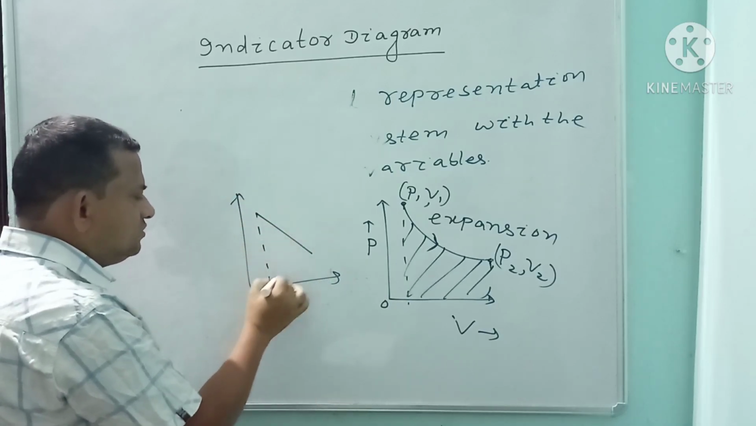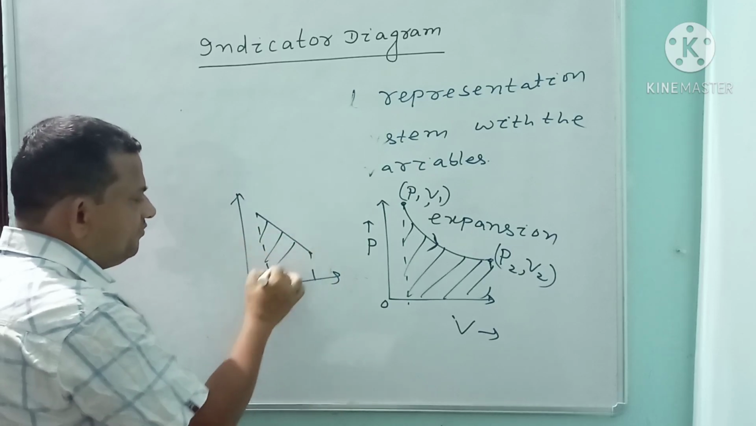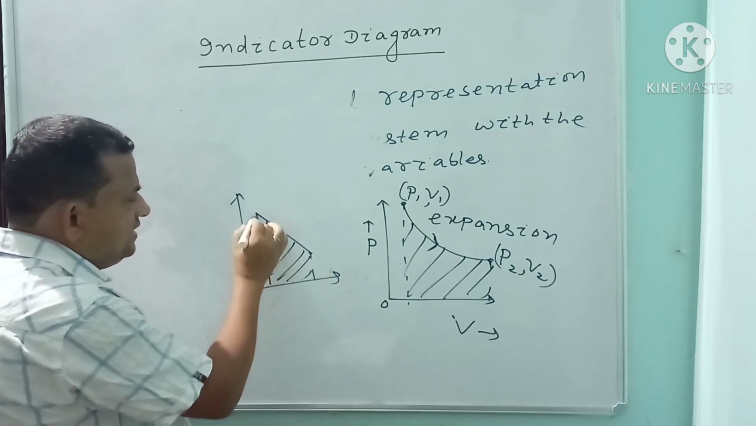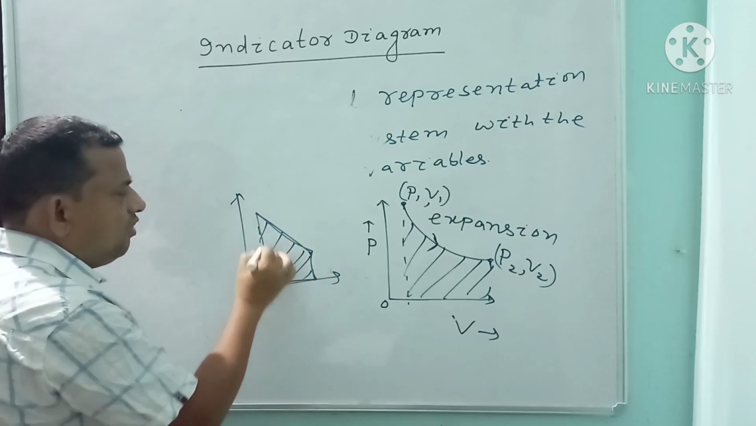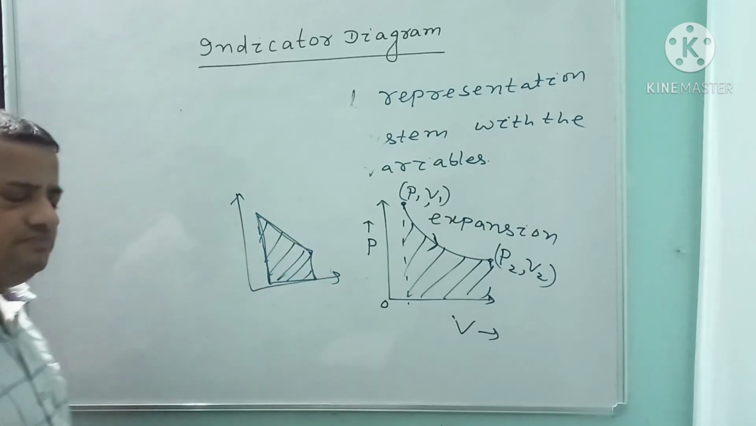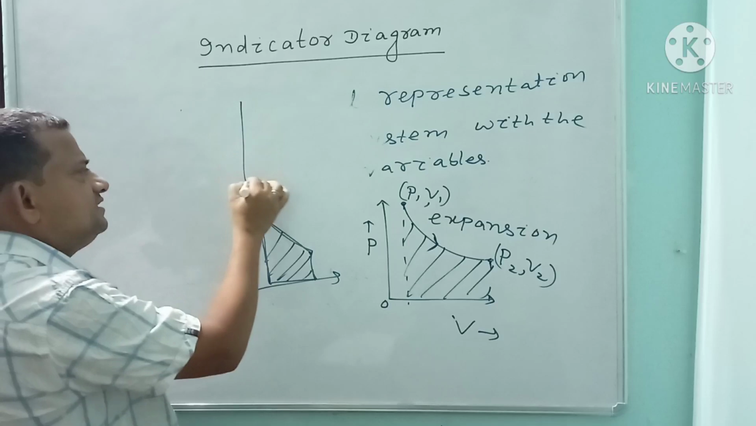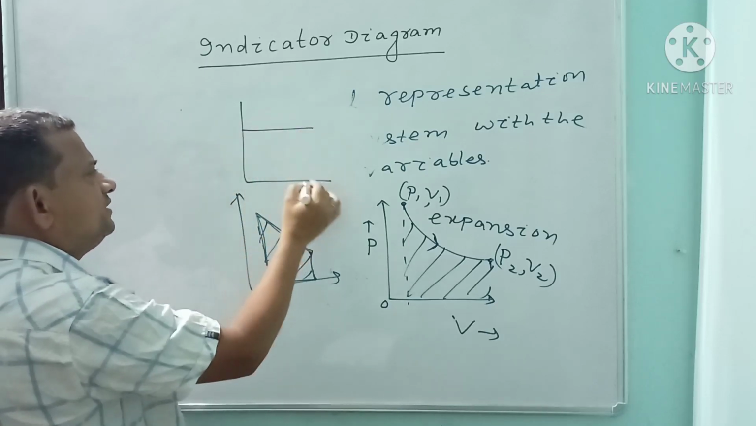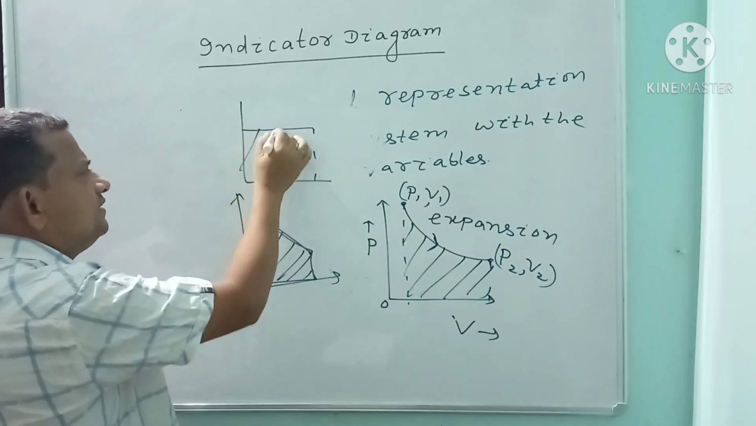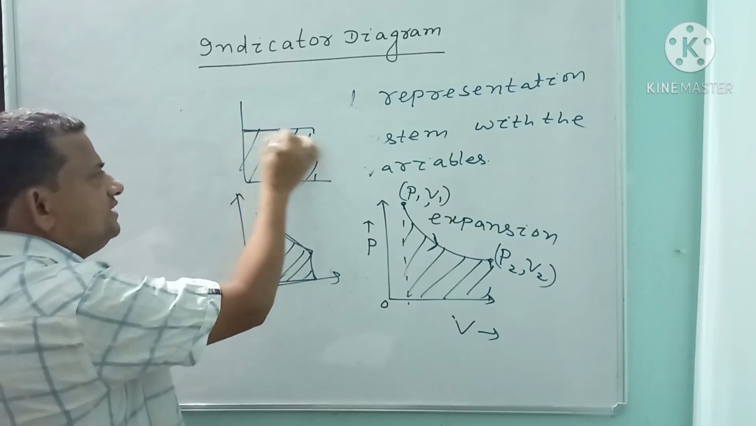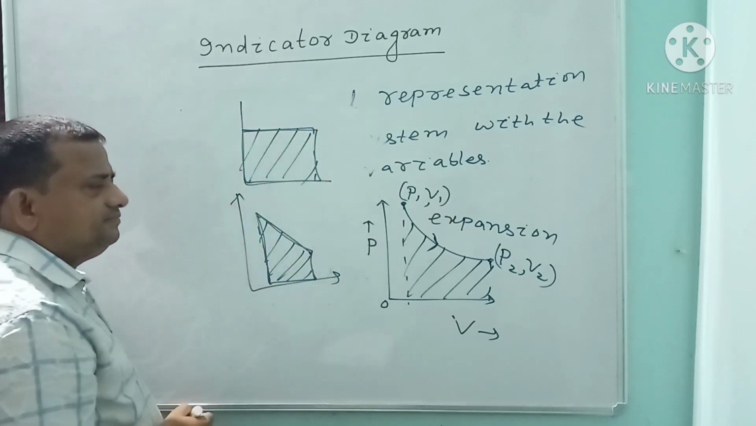So you just draw it. What is this area? This is the area of a trapezium. Suppose one says the graph is in this way. So you draw it. What is this? Area of a rectangle.